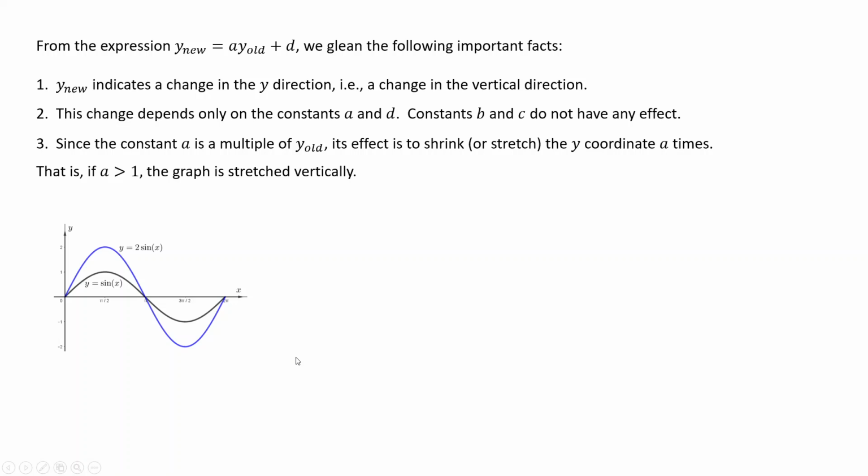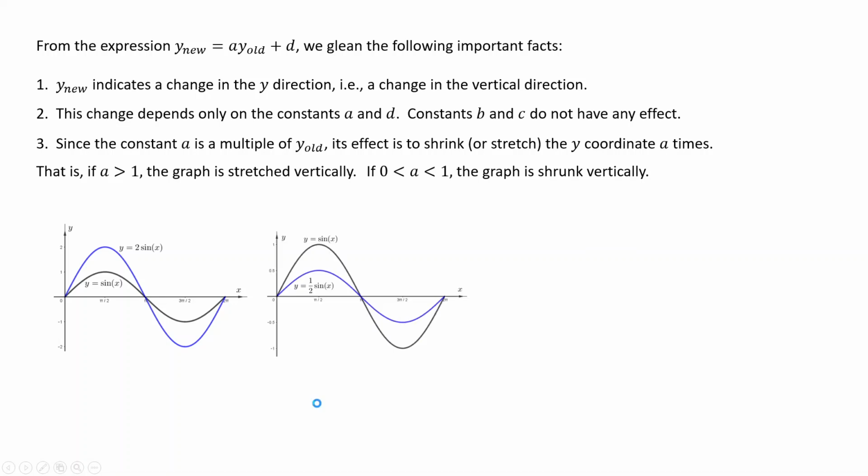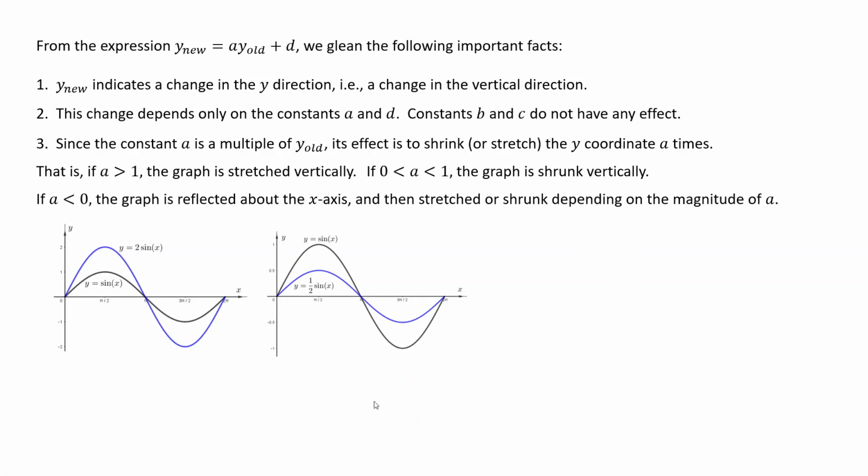Okay, what else? On the other hand, if A were to be a fraction, the graph is shrunk vertically. The original y equals sine x, the green graph, y equals 1/2 sine x, shrinks everything vertically by 1/2. So a y value of 1 here became a y value of 1/2, 0.5. A y value of -1 became a y value of -1/2 or -0.5. Cool?